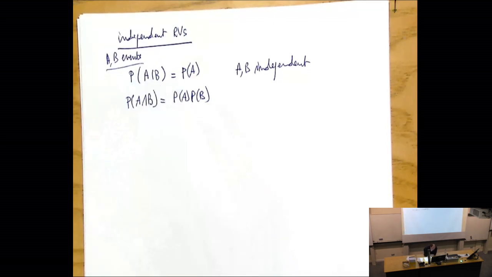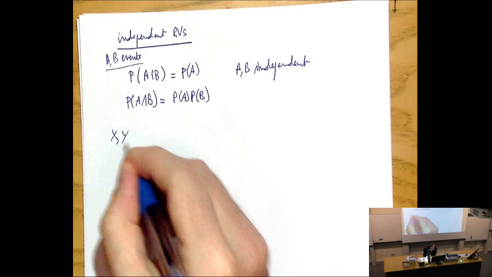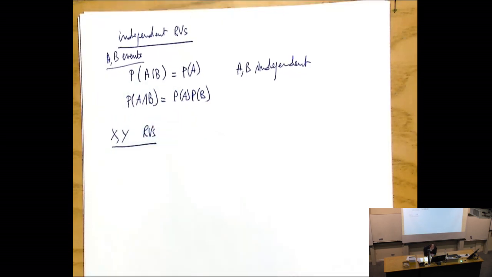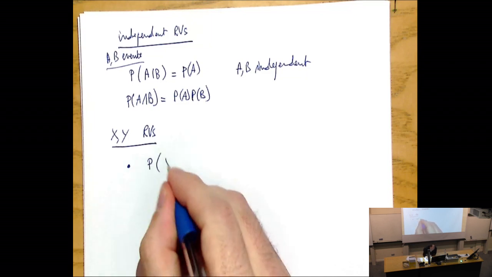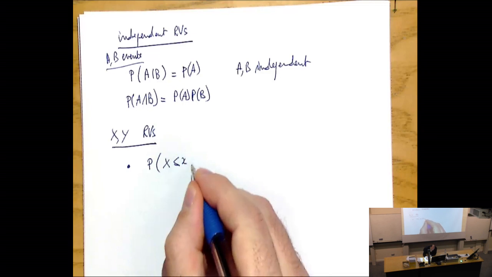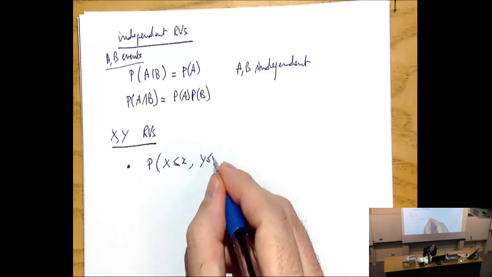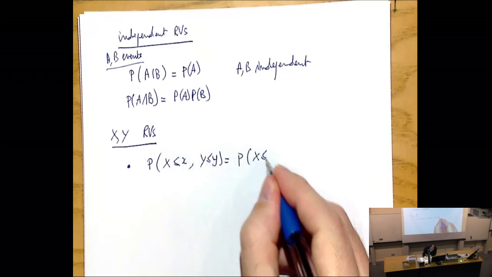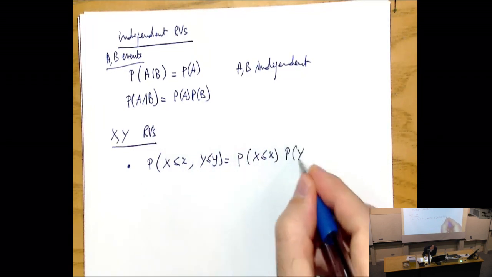So what if now X and Y are random variables? How can we define independence between two random variables? Well, there are essentially two ways of doing it, and they're actually equivalent. The first one is based on the CDF, and so we can say that the probability of X being smaller than little x and Y being smaller than little y is equal to the product of their respective probabilities.